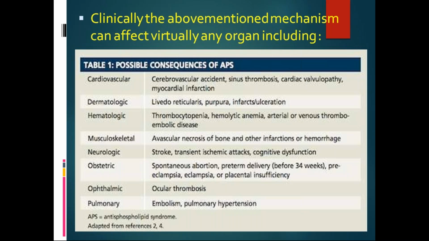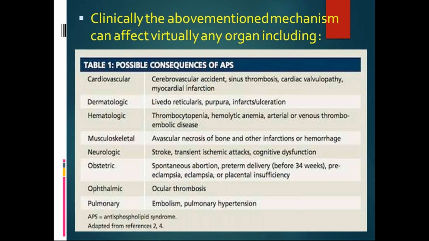obstetric ones. Pregnancy loss is one of the diagnostic criteria for antiphospholipid antibody syndrome. So you have to write spontaneous abortions, preterm deliveries, preeclampsia, and eclampsia. It is very important. Whatever it is, with spontaneous abortions in a pregnant female, you must think of antiphospholipid antibodies.